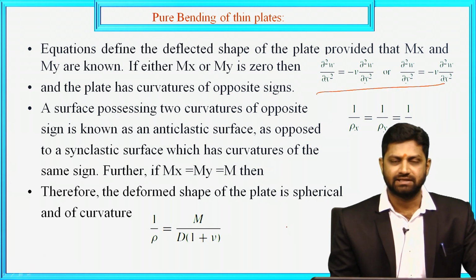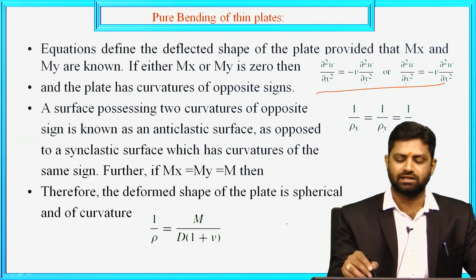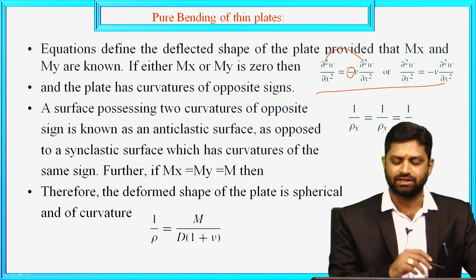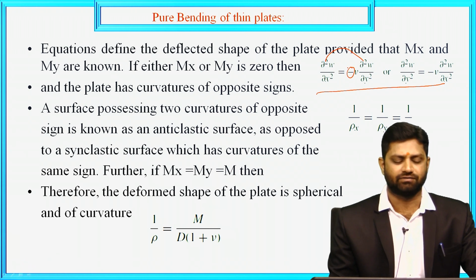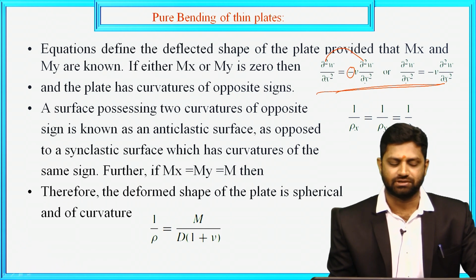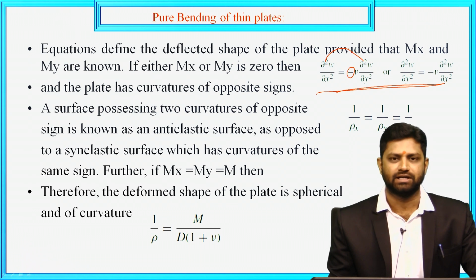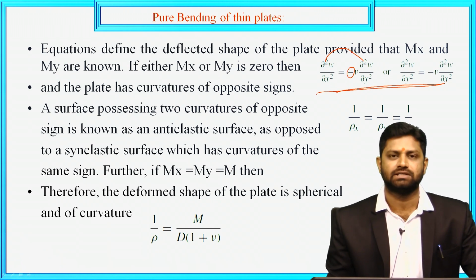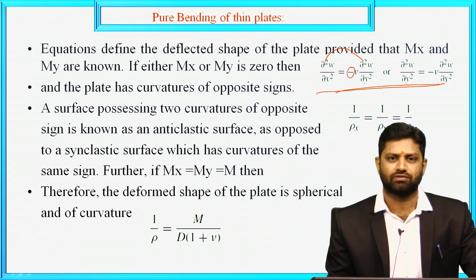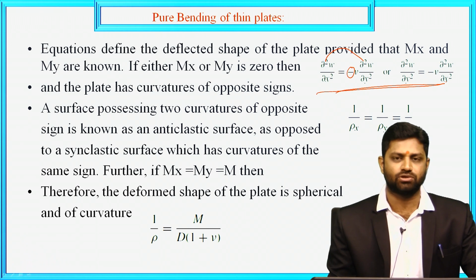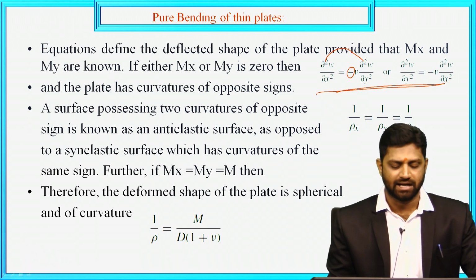From these equations we can clearly see that these are two curvatures, and you are getting a negative sign. So it shows that the plate has curvatures of opposite sign. From these equations we are going to draw two definitions. A surface possessing two curvatures of opposite sign is called an anticlastic surface, as opposed to the synclastic surface, which has curvatures of the same sign. So if both curvatures are of the same sign, they are called a synclastic surface, and if the curvatures are of opposite sign, we call it an anticlastic surface.